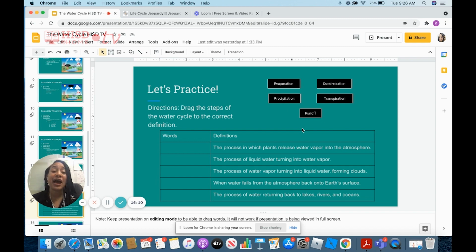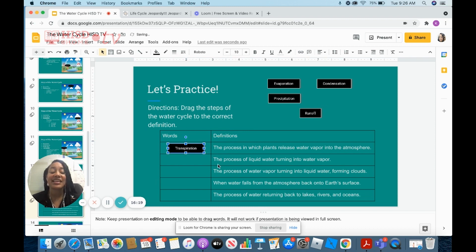Yes, the key word here is plants. So the correct word is going to be transpiration. Very good. Let's look at the second definition: the process of liquid water turning into water vapor. And remember, water vapor is just a fancy word for gas. So would it be evaporation, precipitation, runoff, or condensation? Yes, going from the liquid to the gas phase, that is called evaporation.